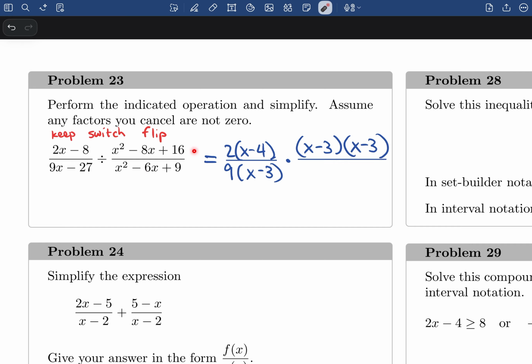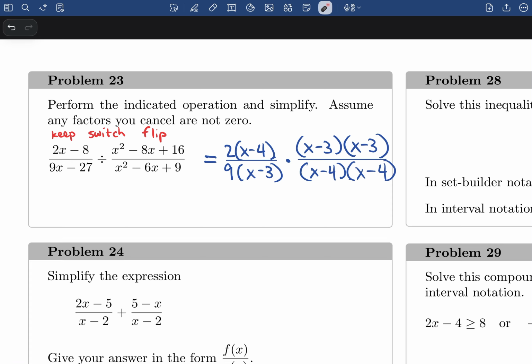Now, looking at the top, I think for a second, and I say, well, x squared minus 8x plus 16. Well, it factors to x minus 4 times x minus 4. Right? Negative 4 times negative 4 is positive 16, and negative 4 plus negative 4 is negative 8. That's why I'm making those decisions.